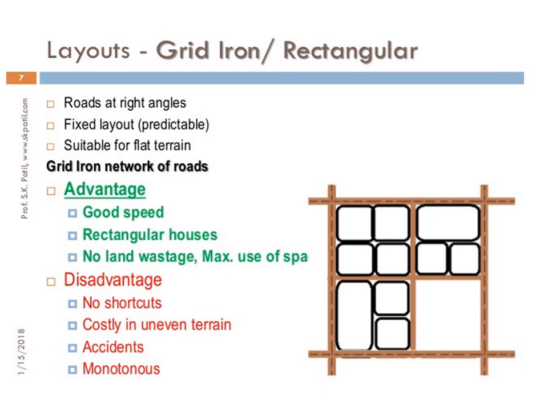In the gridiron pattern, rectangular houses are built. In the gridiron pattern, there is no land wastage and maximum use of space is done. Whereas the disadvantages of the gridiron pattern are that no shortcuts are provided, it is costly in uneven terrain, accidents are possible, and it is monotonous.